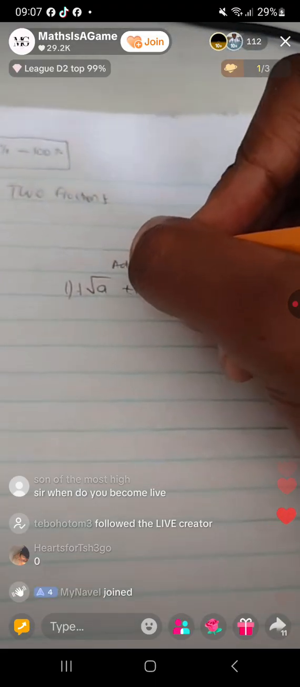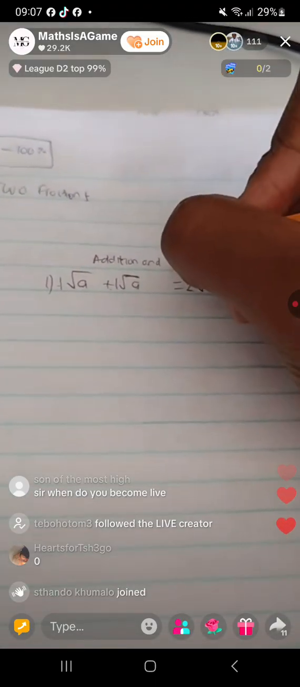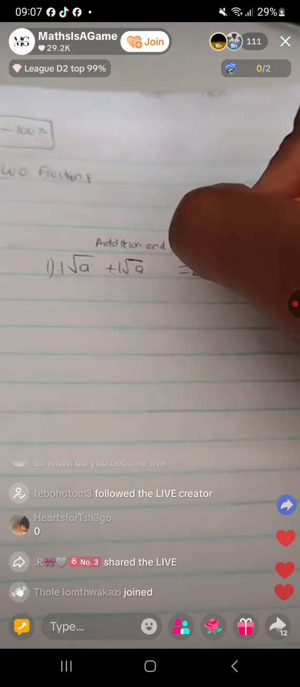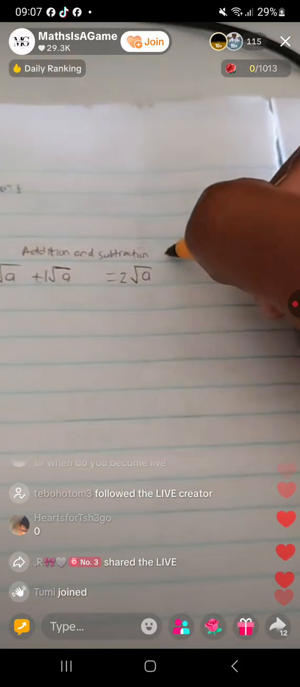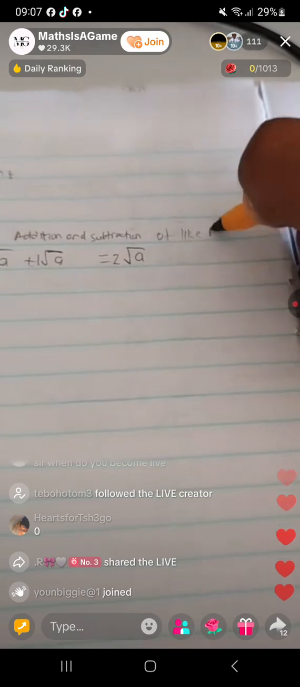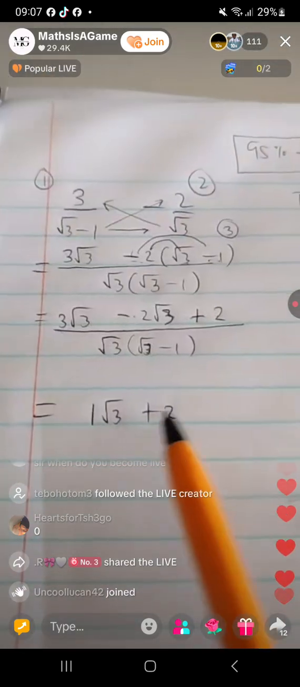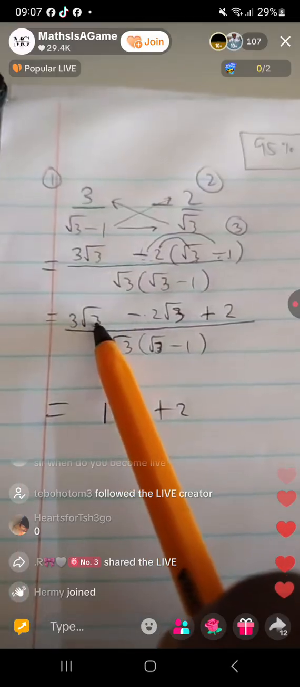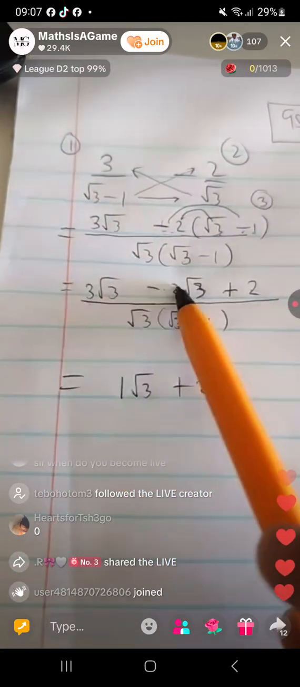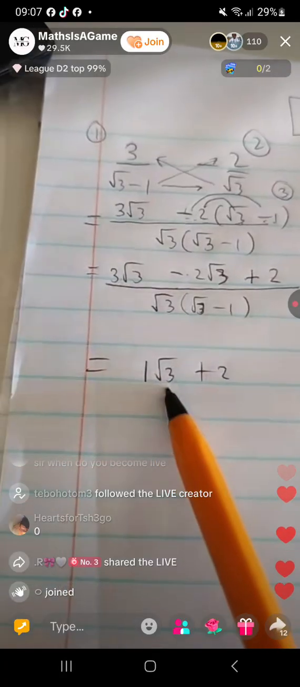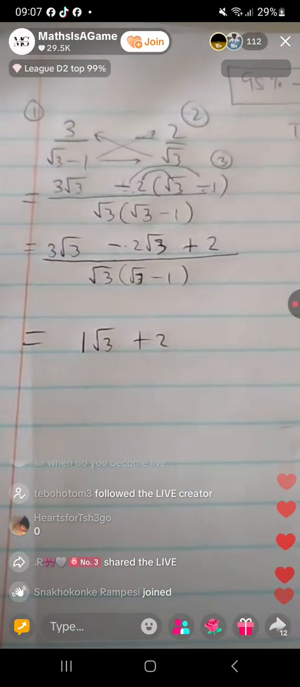Okay, that's what we know about the addition and subtraction of like roots, as long as it is the same root. I hope we are clear here. So for instance here, 3 minus 2 is 1. Root 3, that's a like root. We keep the root as it is, plus 2.